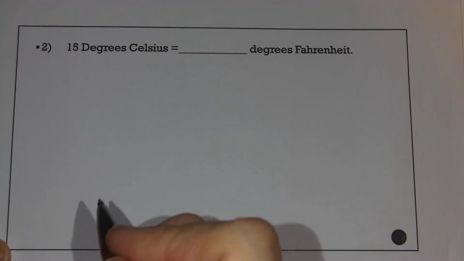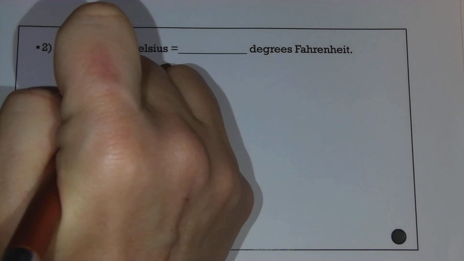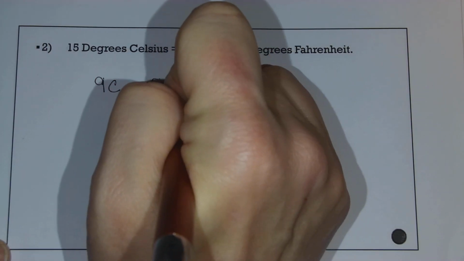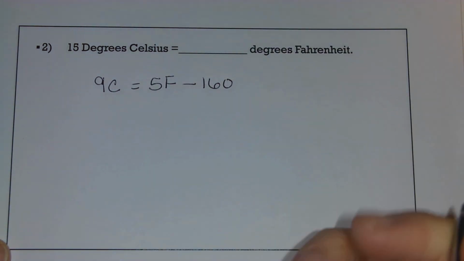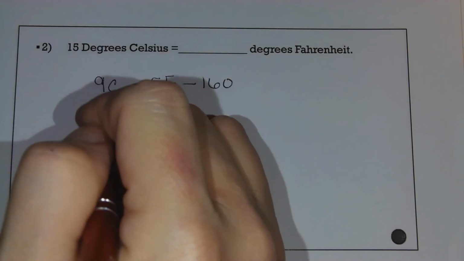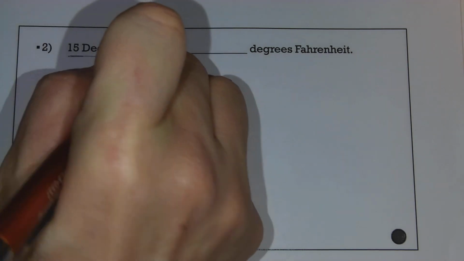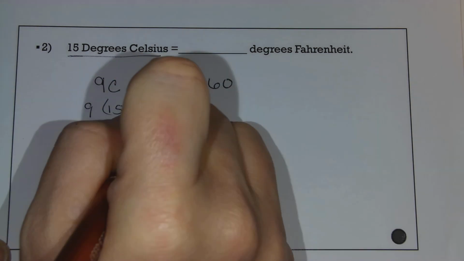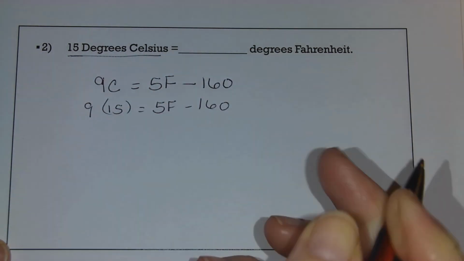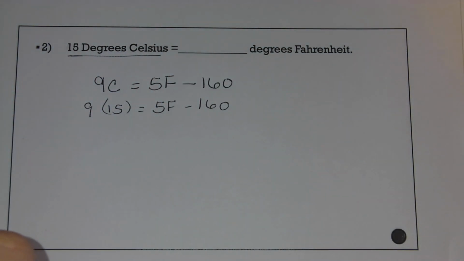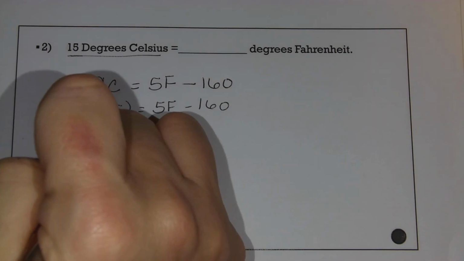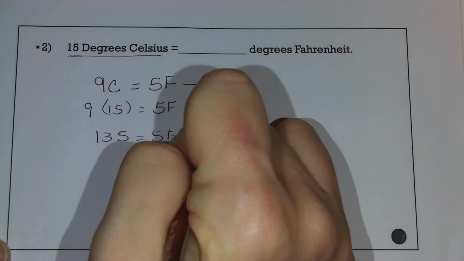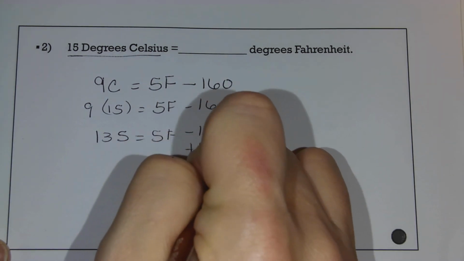Okay, so number 2, we're going to do the same thing. 9C equals 5F minus 160. And of course we have the 15 degrees Celsius, so we're going to put that with the C and bring everything down. 9 times 15 is 135, equals 5F minus 160. Then you're going to add 160 to each side.